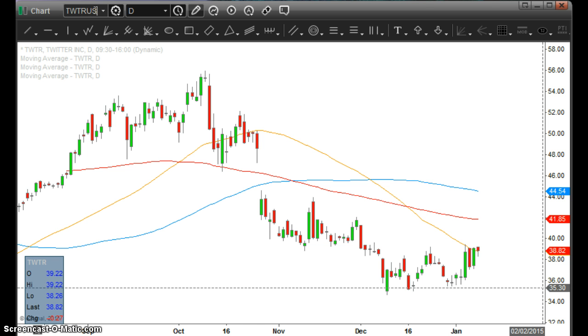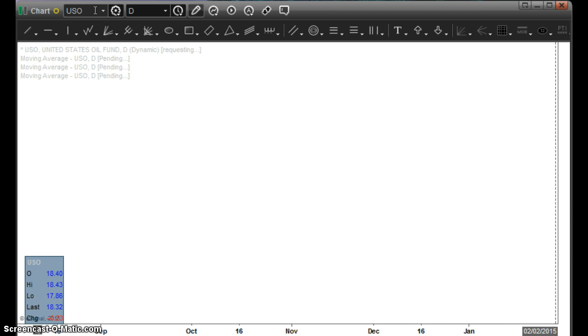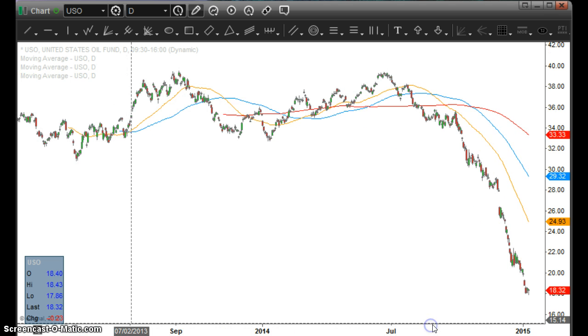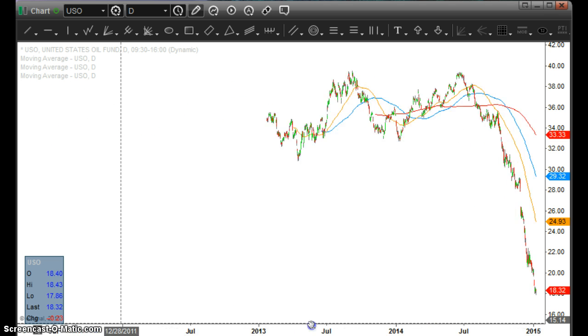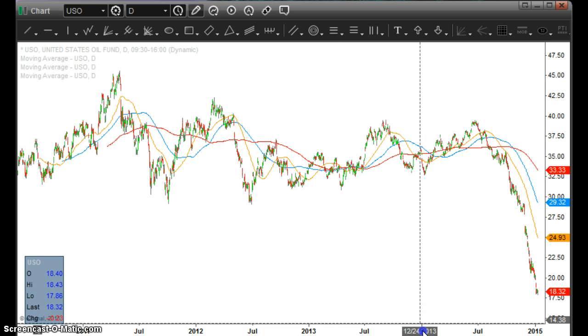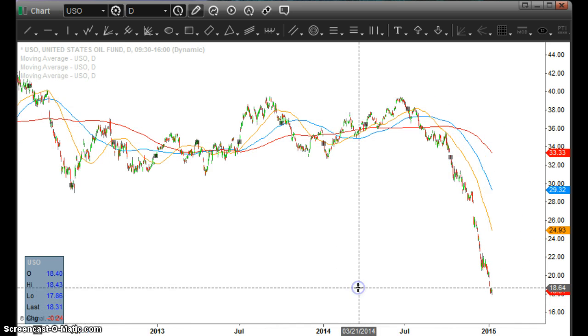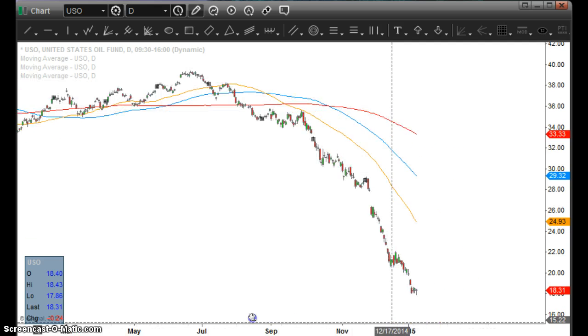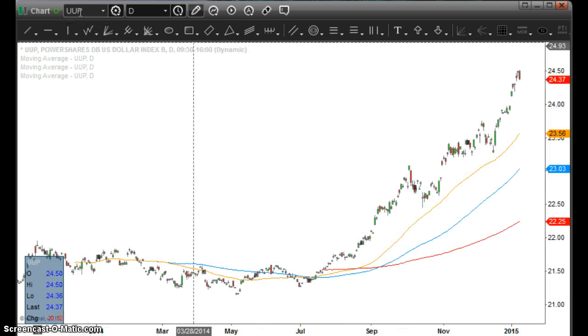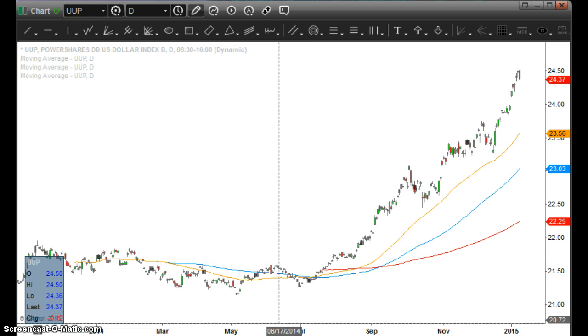So if we now go back and look at this USO ETF, again, this is the United States Oil Fund ETF. It's very simple for most folks to look at that instead of having to pull up the futures contract. It gives you a bit of an idea of the cascading nature of the sell-off that we've seen in the price of oil. So now we go and look at the UUP. This is the ETF resembling the US dollar index.